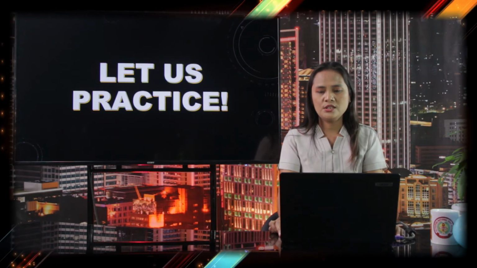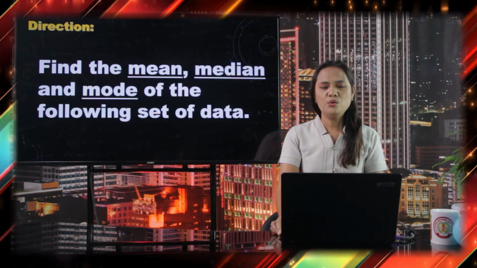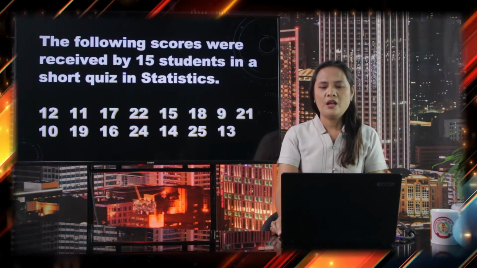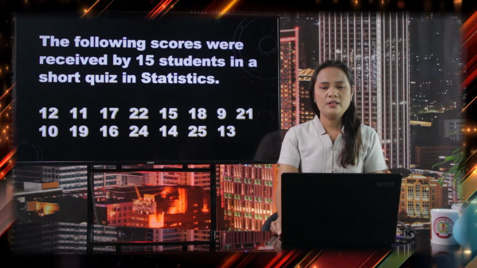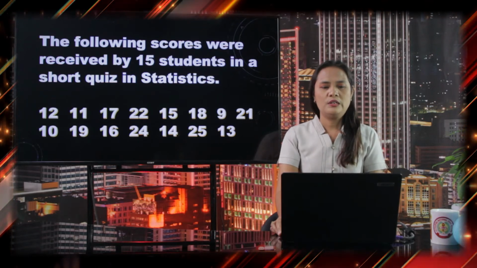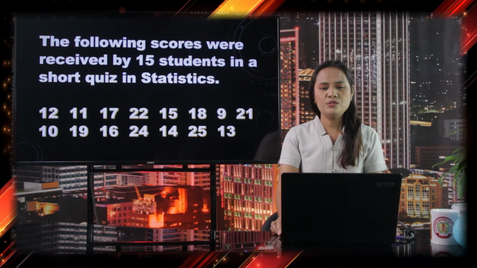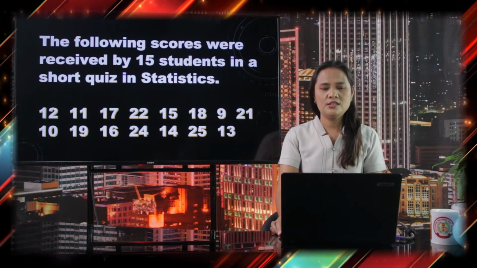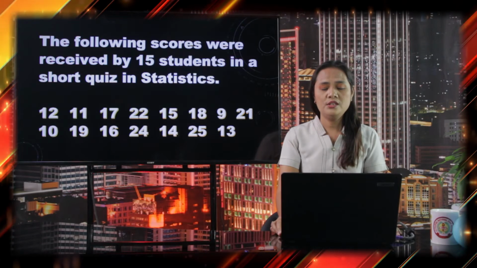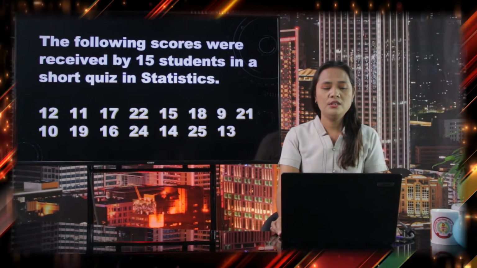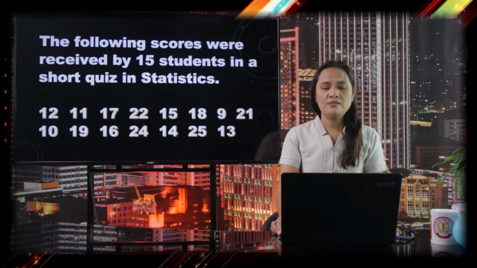Let us practice. You will be given 3 minutes to find the mean, median, and mode of the following set of data. After 3 minutes, let us check the answers. I will read the statement twice. The statement is, the following scores were received by 15 students in a short quiz in statistics. 12, 11, 17, 22, 15, 18, 9, 21, 10, 19, 16, 24, 14, 25, 13.